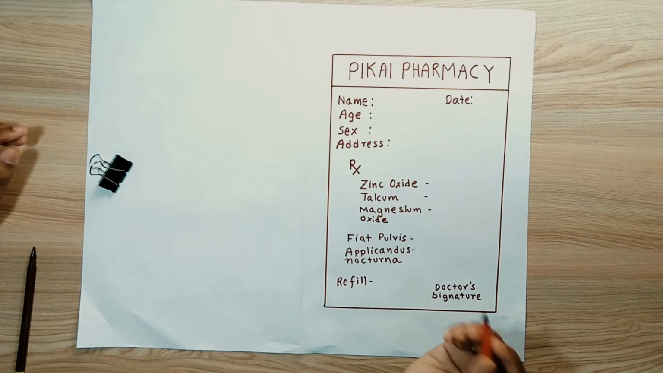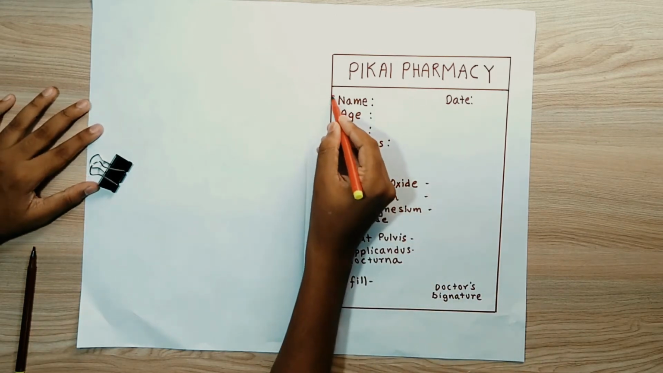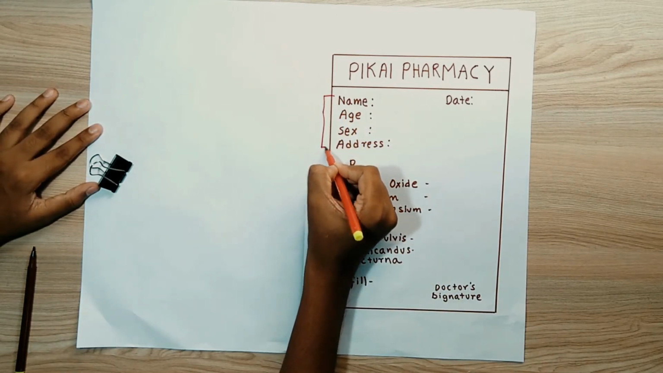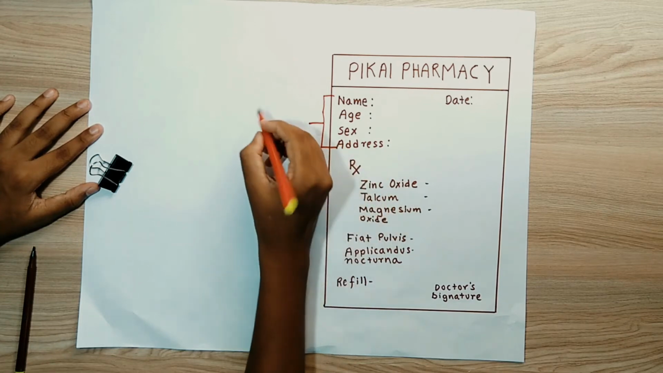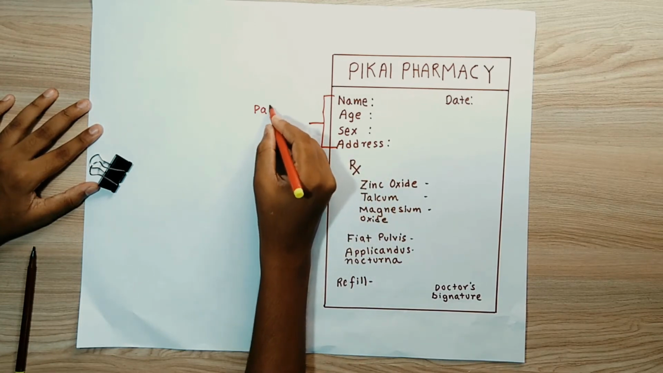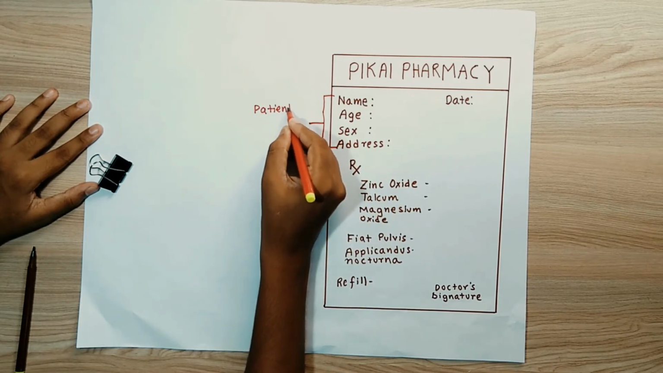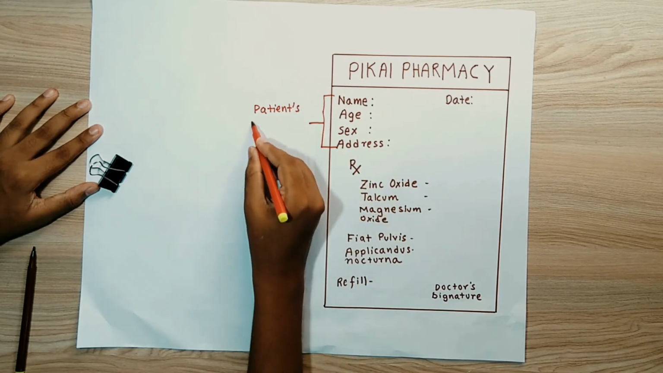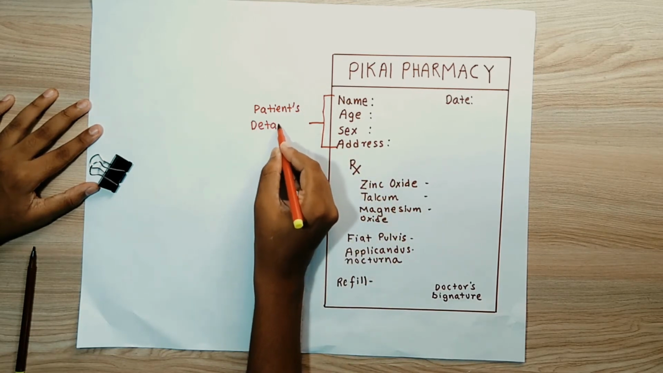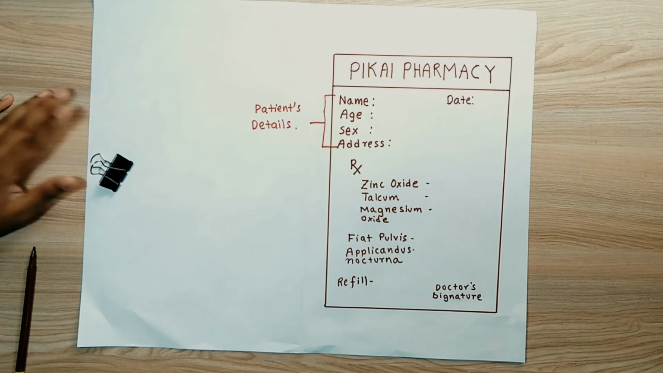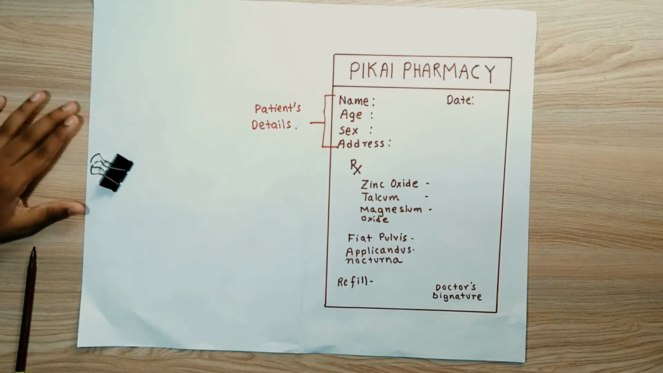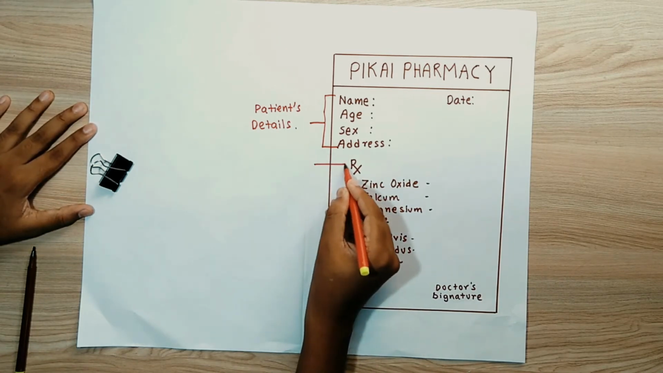So now let me describe each and every entity in the video. First, all these things contain the details of the patient. The patient detail is very important to maintain the record of the patient in the database, so that when he or she revisits, it will be very important for the pharmacist to recognize him or her.